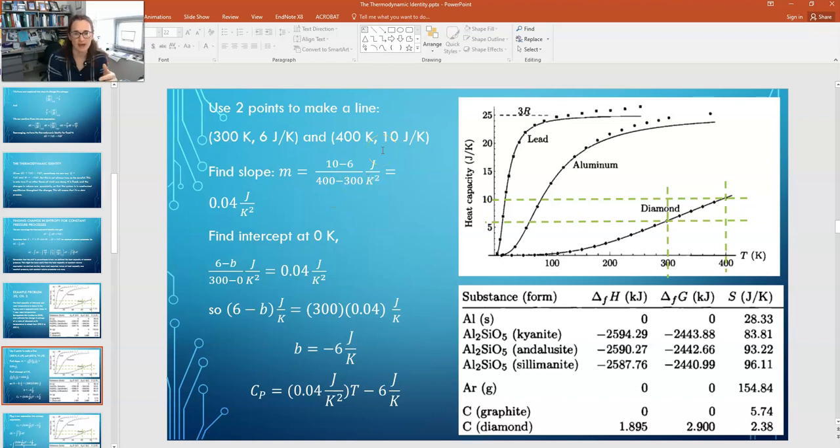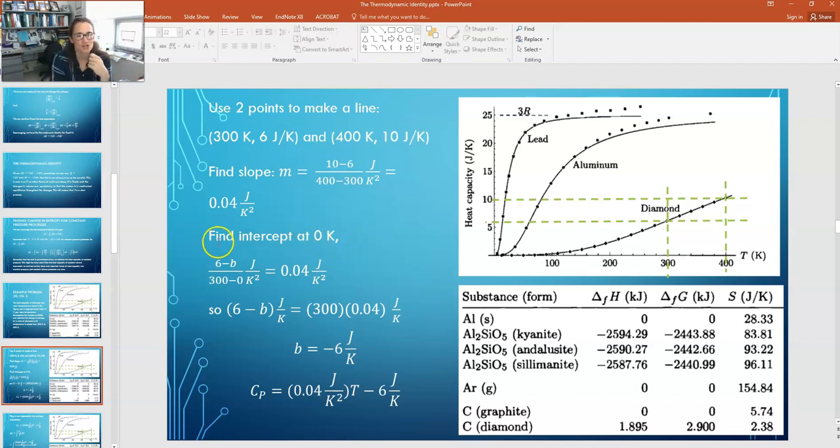The units of that would be joules per Kelvin squared. Solving for my slope, I get a slope of 0.04 joules per Kelvin squared. Now, that's only one part of making the line. I'll also have to find the intercept. Remember, y is equal to mx plus b, so now I've got to find the intercept b.